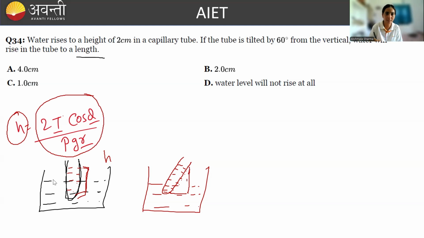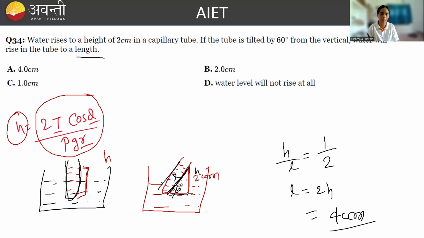That is, in this case also, this h is equal to 2 centimeter, but we have to calculate the length to which water will rise in the tube. So we have to calculate the length of water column in the tilted position. So basically this length. By what angle has it tilted? It has tilted by 60 degree. So this is h by this L. h by L is equal to cos 60, that is half. So L is equal to 2h, and that is equal to 4 centimeters. So that is going to be the answer.